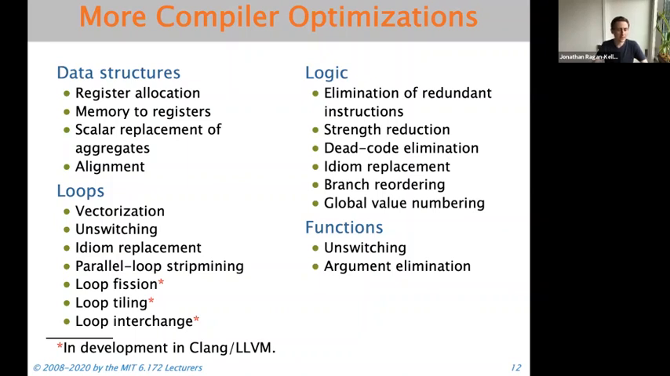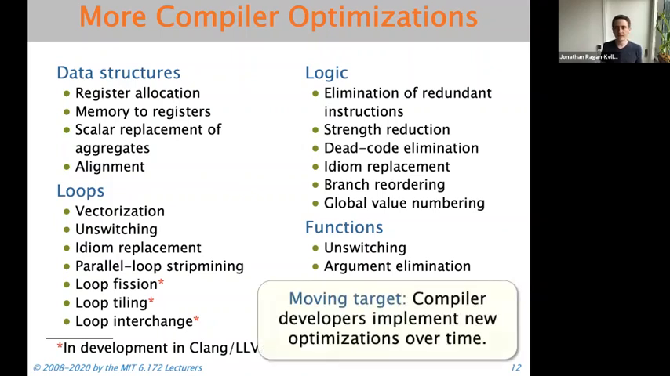Similarly, there are lots of other loop optimizations down at the level of more computer architecture issues, like vectorizing loops, parallelizing loops in different ways in some cases, and other optimizations to the logic and functions, also closer to issues that matter at the assembly code level.